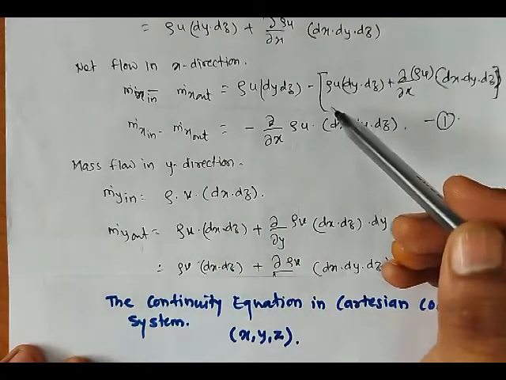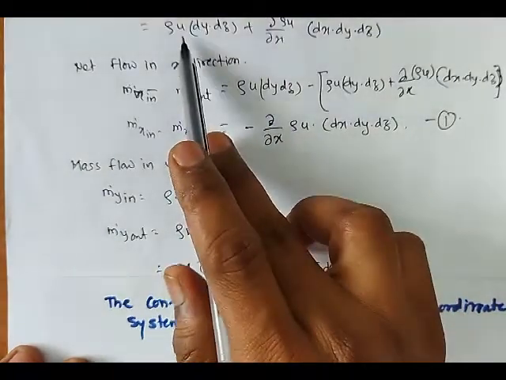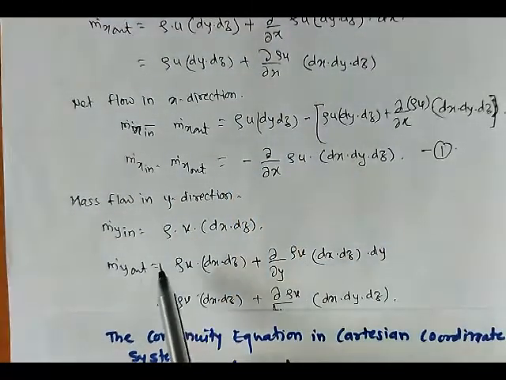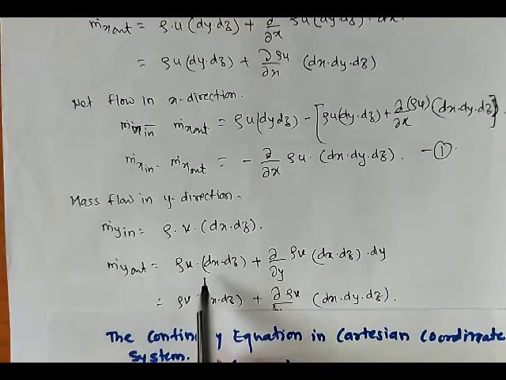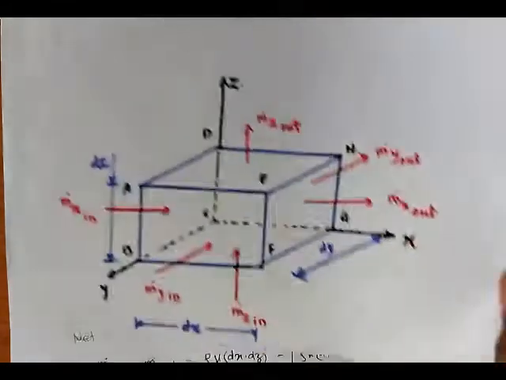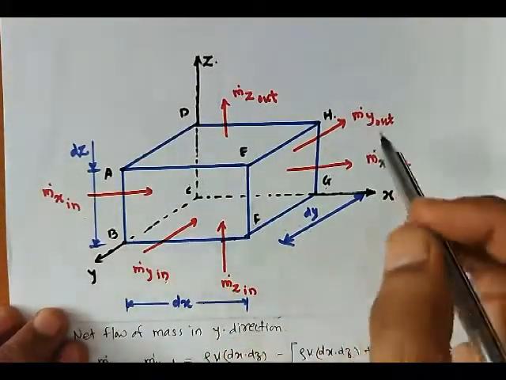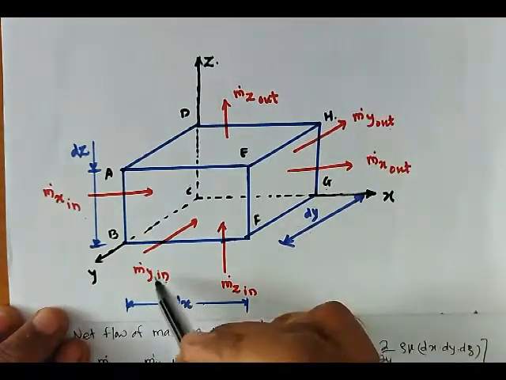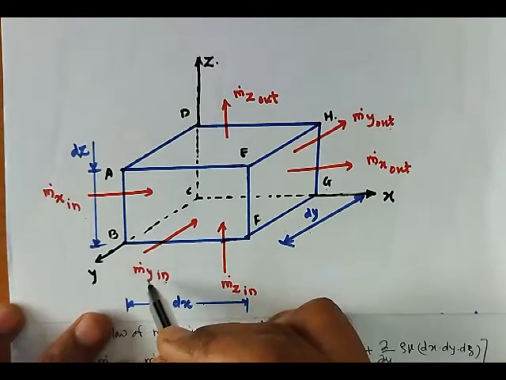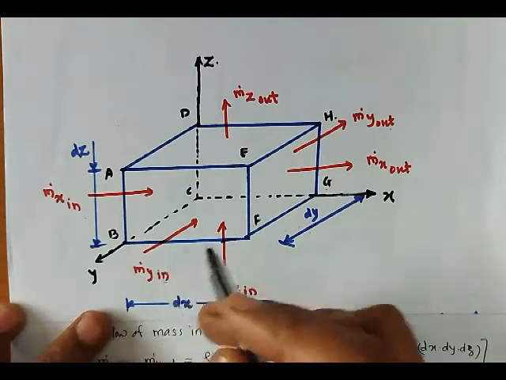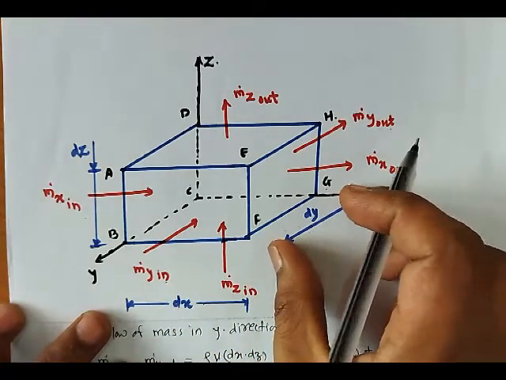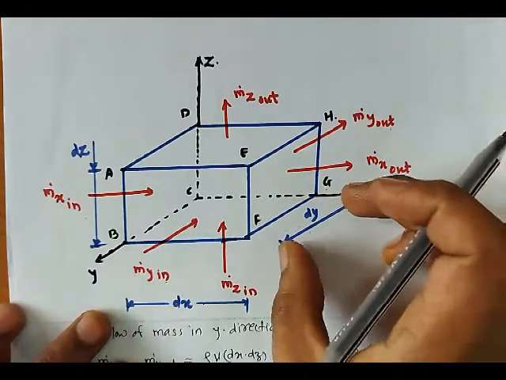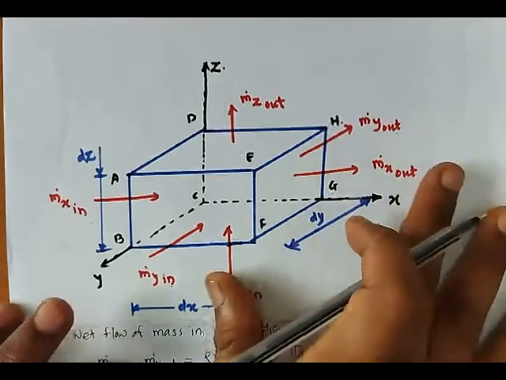So in the previous one we calculated the mass flowed out in x direction by using Taylor series expansion. Similarly we can calculate here the mass flowed out in y direction. If you see m dot y out, this m dot y in will change with the distance dy. This is already there, and there is extra added due to the change in the distance dy.